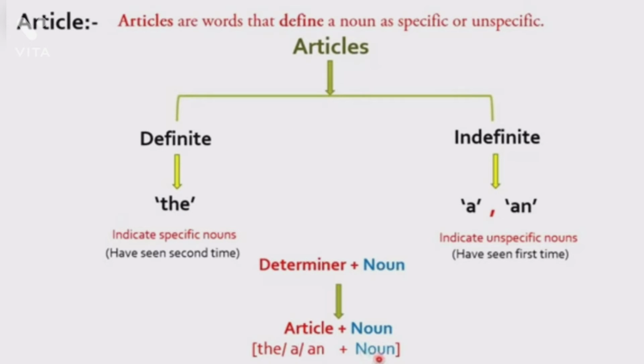Articles. Definition: Articles are words that define a noun as specific or unspecific. Articles are divided into two categories. First is definite and second is indefinite. In definite we did the, and in indefinite we did a and an.